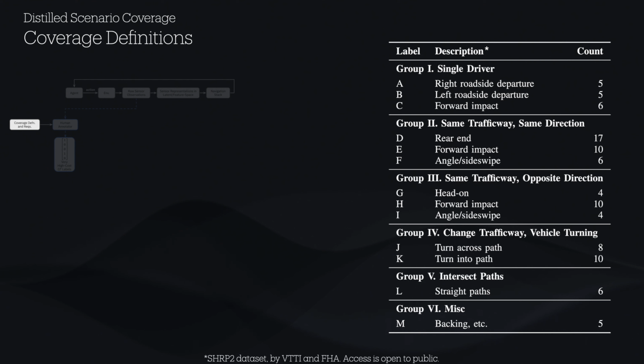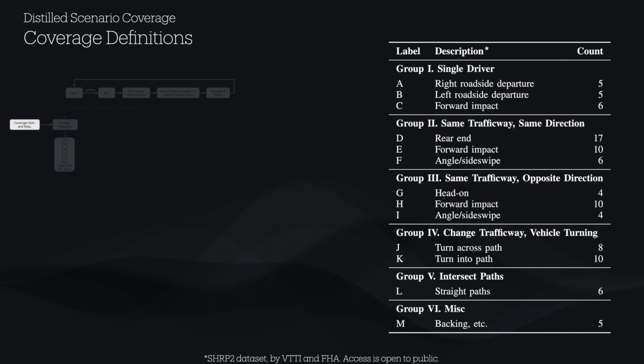There are a couple of groups here that are categorized by the interaction of a certain car with another car. In group number 1, there's only a single driver. There's no other car involved. In other groups, there are other vehicles involved. Group number 2, for example, covers interactions of two different agents in the same traffic way, in the same direction, and so on and so forth. And we have multiple groups as such. Within each group, we have different categories. So let's say in group number 2, there's category D, which is rear end, which tells us there's a category of rear end collisions that occur when two cars are in the same traffic way and same direction. And counts are essentially how many different ways these collisions can occur.